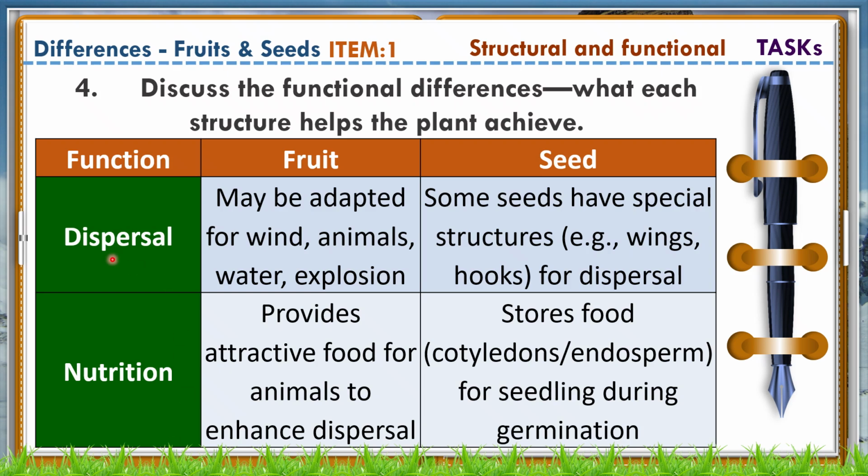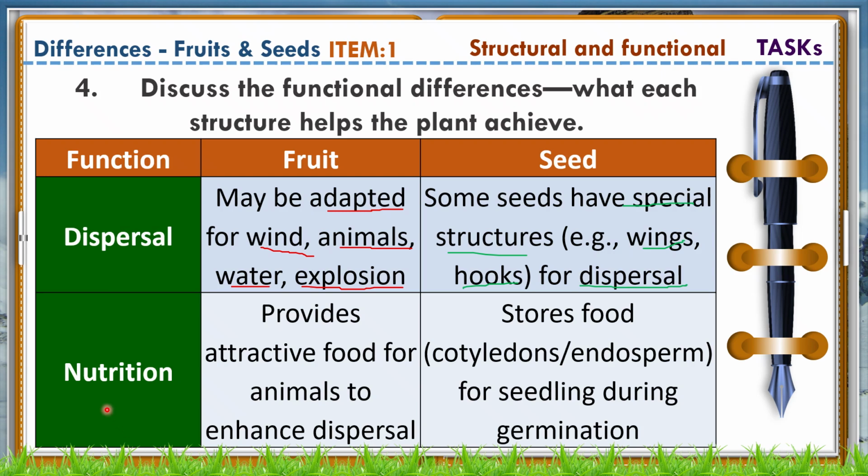Then we come to dispersal. The fruit may be adapted for wind, animal, water, or explosion in terms of dispersal. Whereas in terms of dispersal, some of the seeds have special structures like wings or hooks, and these are the ones that help them in dispersal.